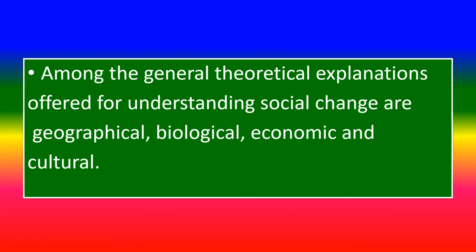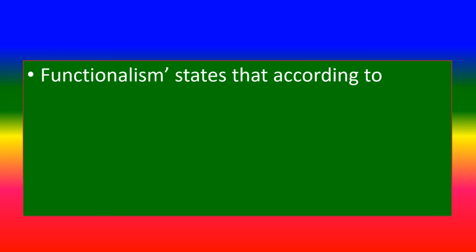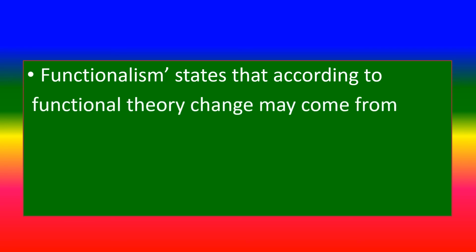Among the general theoretical explanations offered for understanding social change are geographical, biological, economic, and cultural. According to functional theory, change may come from 3 main sources.